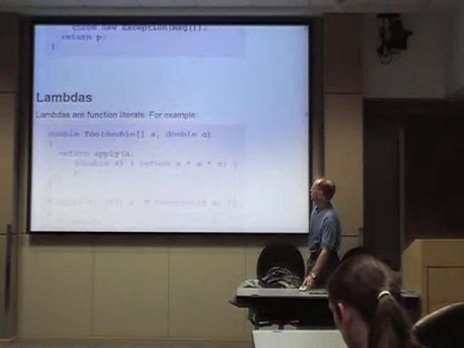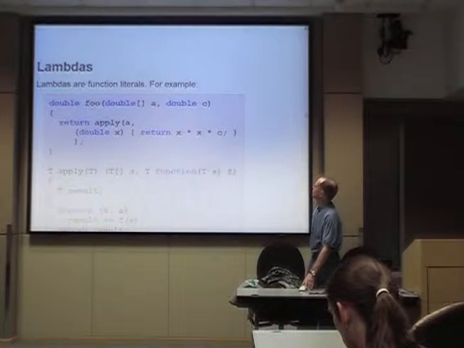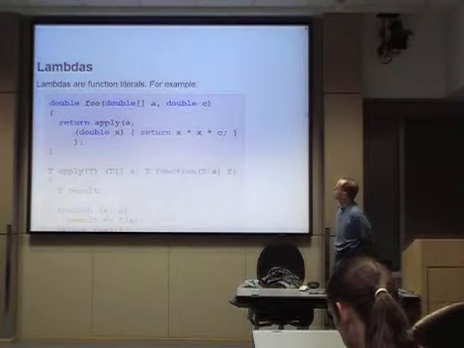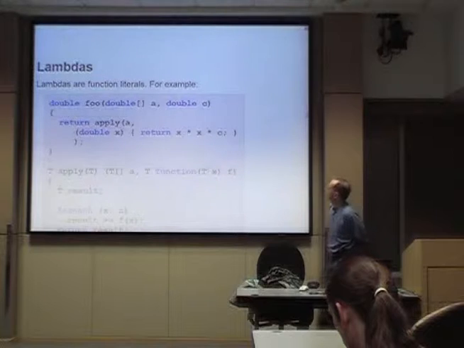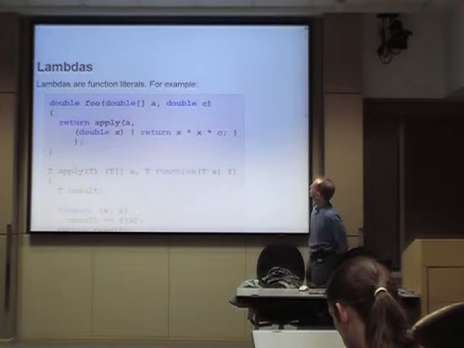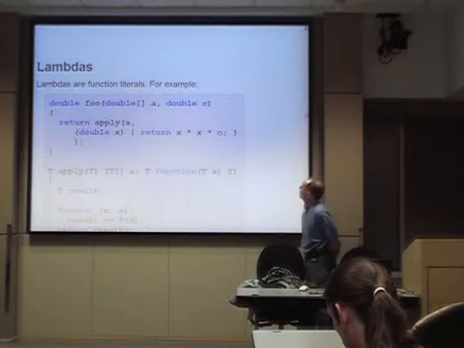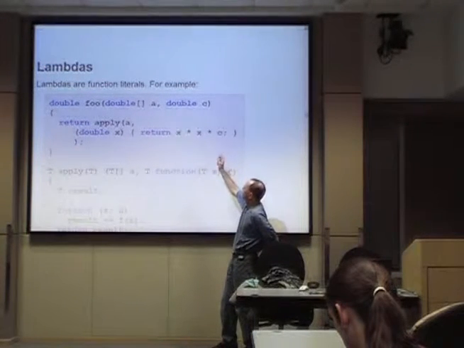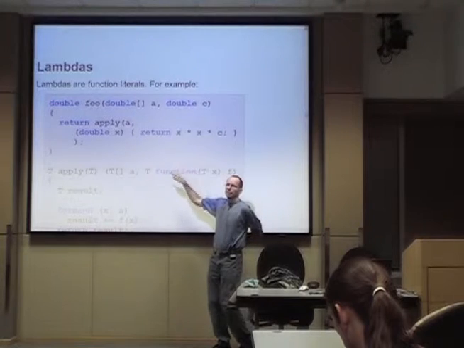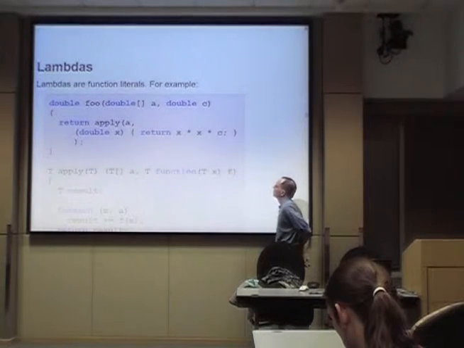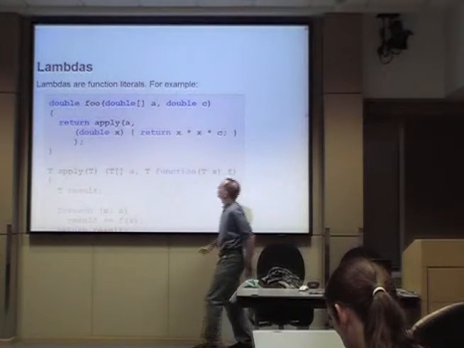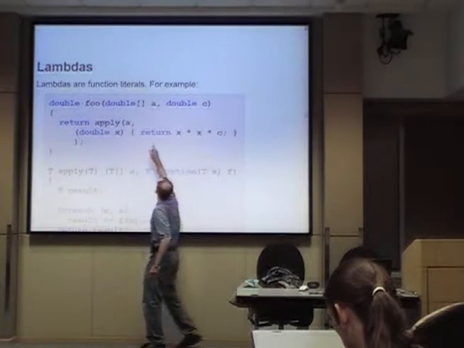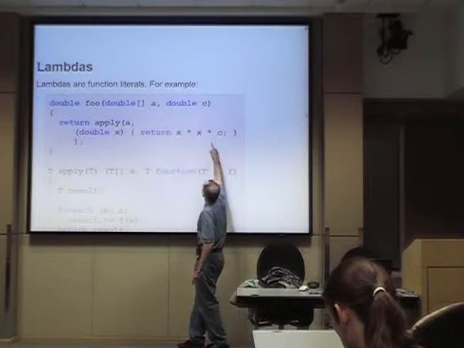Okay, lambdas. Lambdas are function literals. For example, I have a function called foo. I'm passing it an array and another parameter, and I want to apply to each element of that array some operation. So this is my lambda function. It takes a parameter of double x, and it returns x times c.